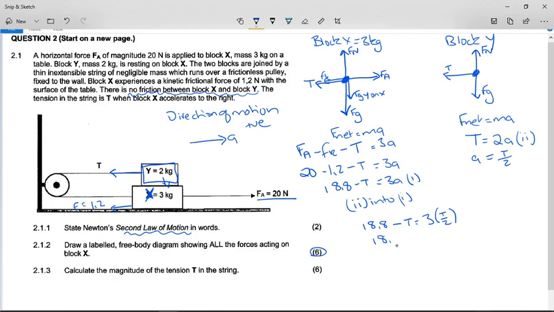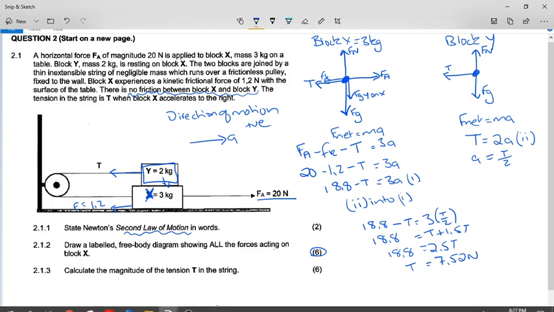So 18.8 equals, take the T over, T plus 1.5 T. So 2.5 T equals 18.8. So T is going to be something like, I think it was 7.52 newtons if you use your calculator. There we go. This part of the question is done.